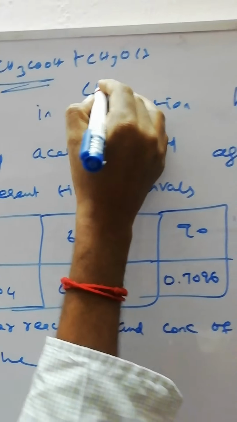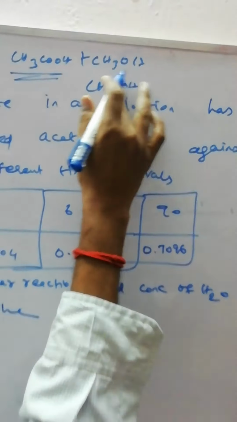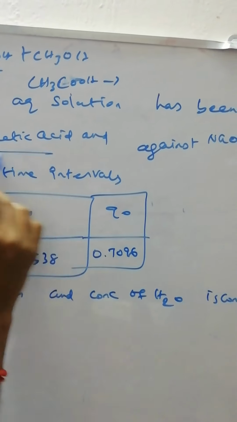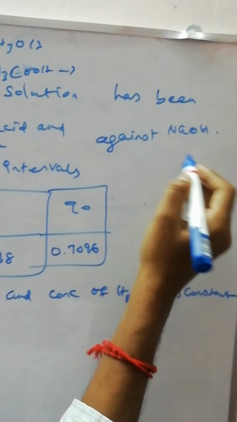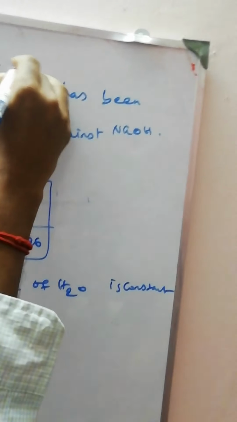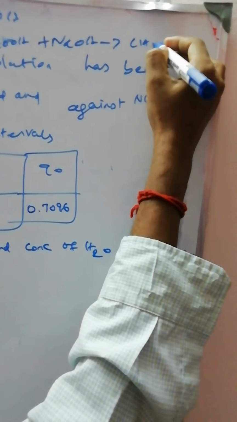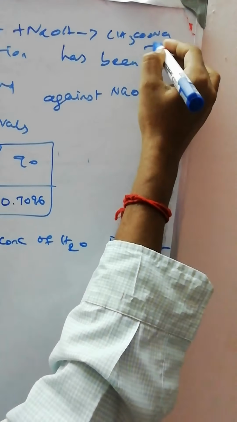The liberated acetic acid, vinegar, reacts with sodium hydroxide. This is an acid-base titration. What is the product? Sodium acetate plus water molecule. This is the product. This is the question given.